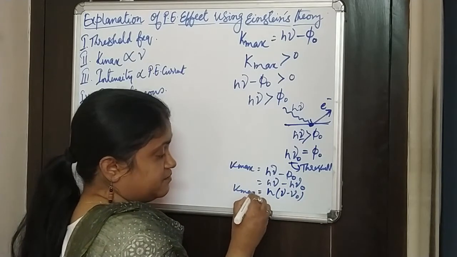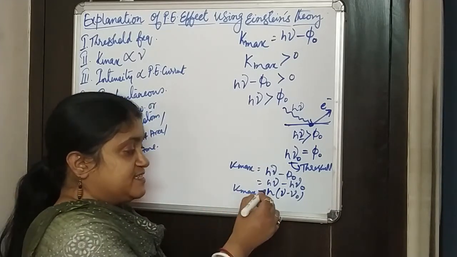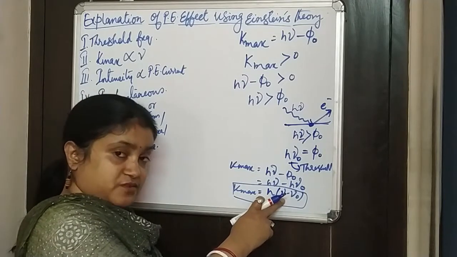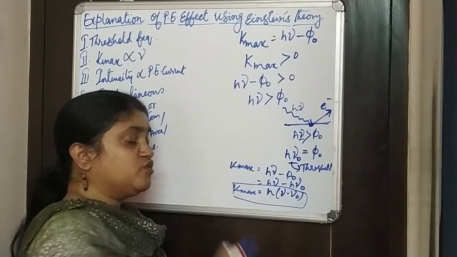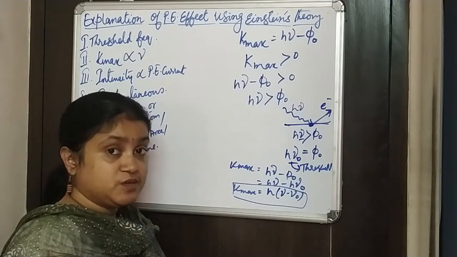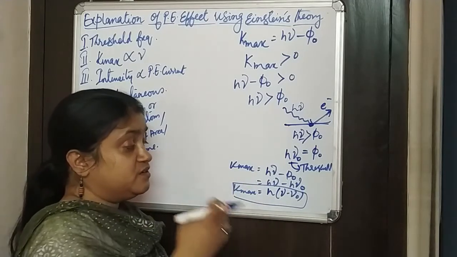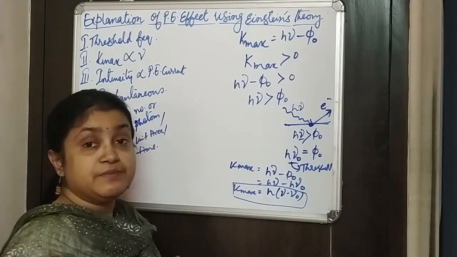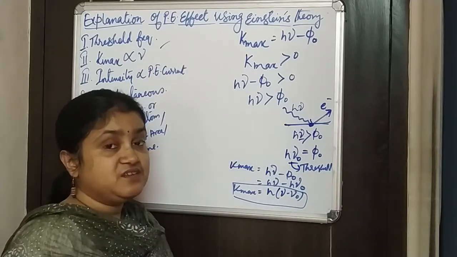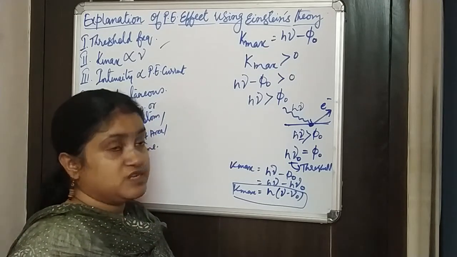So the maximum kinetic energy with which the electrons would come out is given by this particular equation, where nu is the frequency of the incident light and nu naught is the threshold frequency for the electron to come out at that particular material, right? So here Einstein's theory is able to explain the concept of threshold frequency that we have talked about in the previous experimental studies of photoelectric effect.